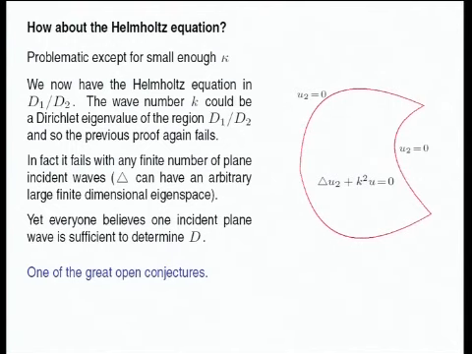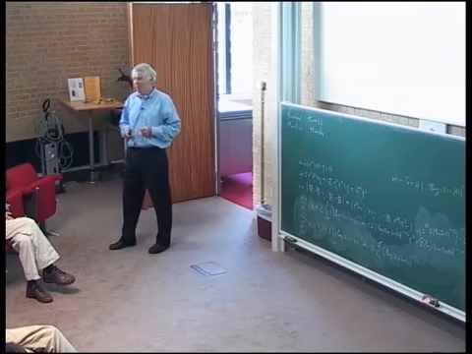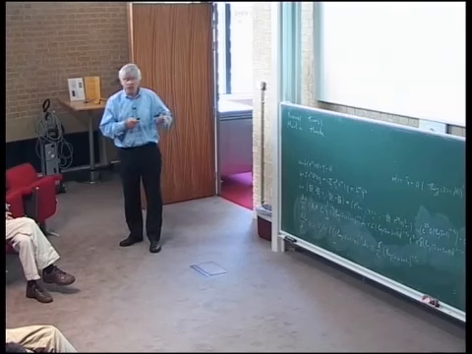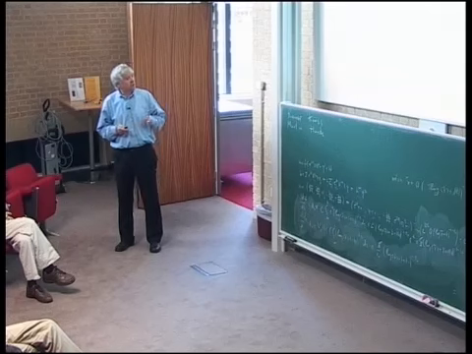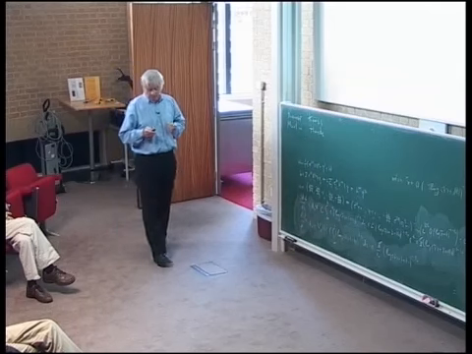This is one of the great open conjectures, that any kappa works from one incident field, okay? And it's completely open in the general case, although there have been many little restrictions added that seem innocuous, under which you can prove uniqueness, but without having one of those restrictions, it's still open.